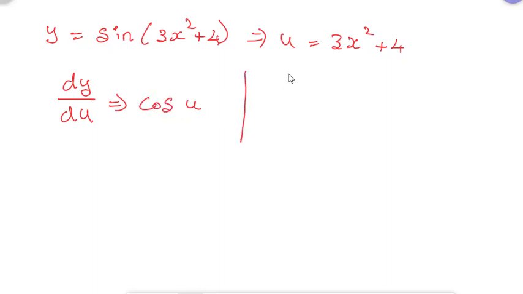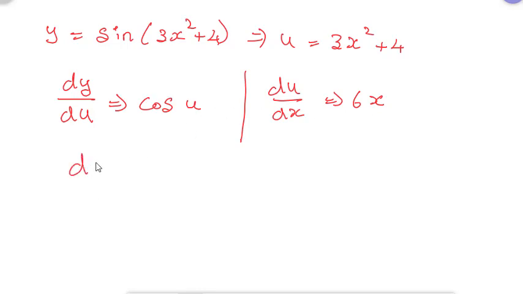And the next one, you have to differentiate u with respect to x. So there is only one power value, so it's 2 and 3. You have to multiply 2 and 3, you get the value 6. So it's 6x. The power will be changed to 1, and there's a whole number, you have to skip the whole number. So you got the values cos u and 6x.